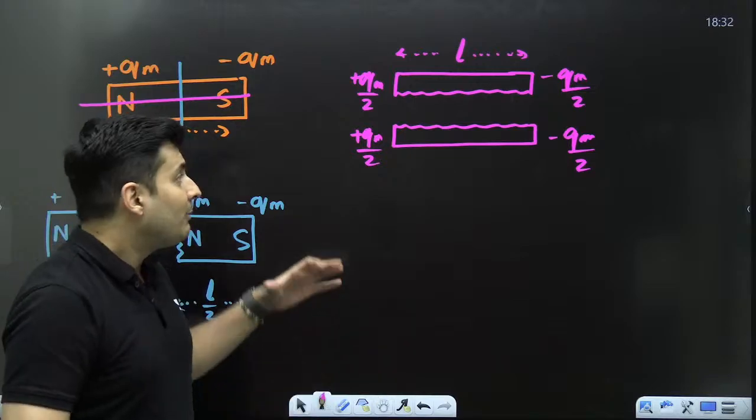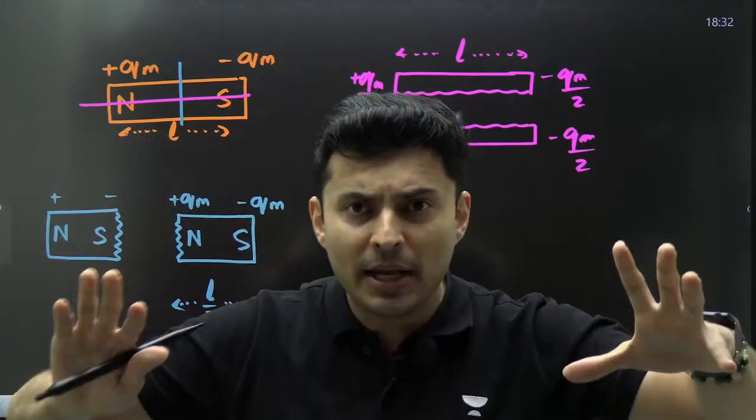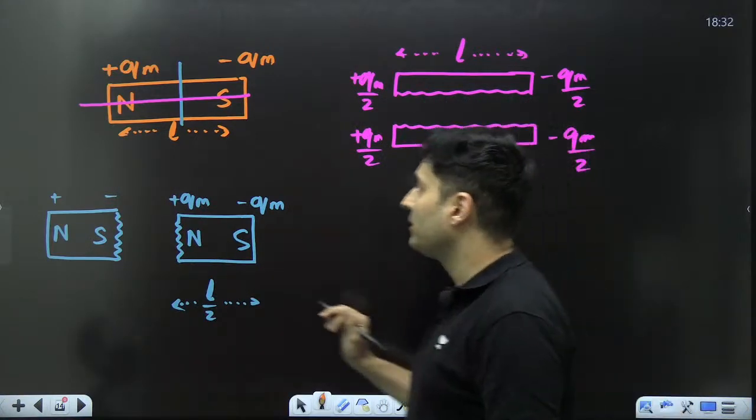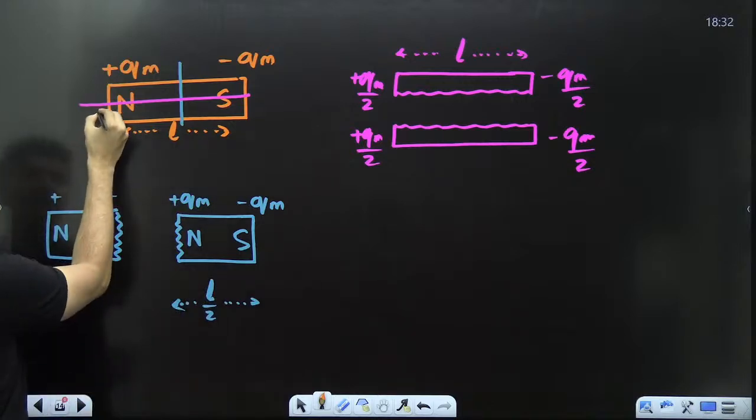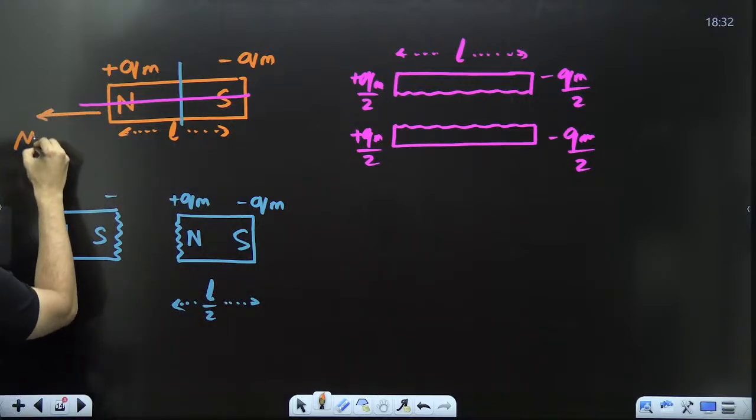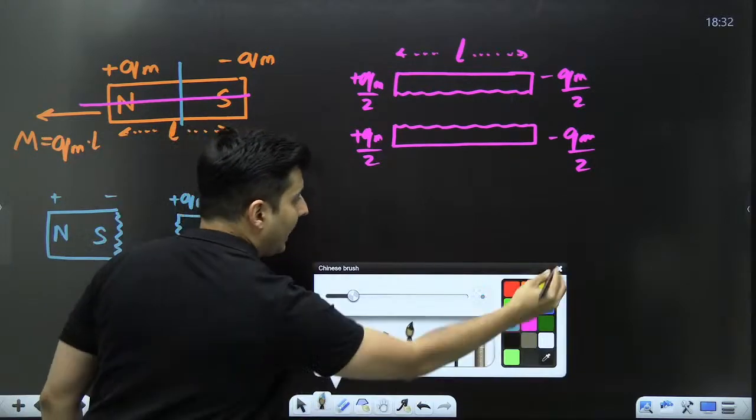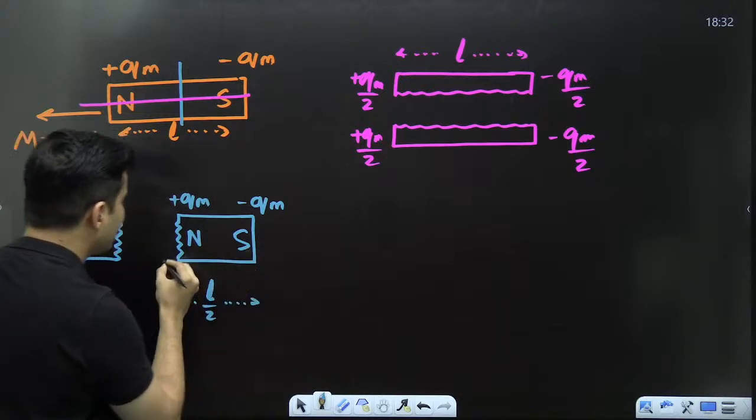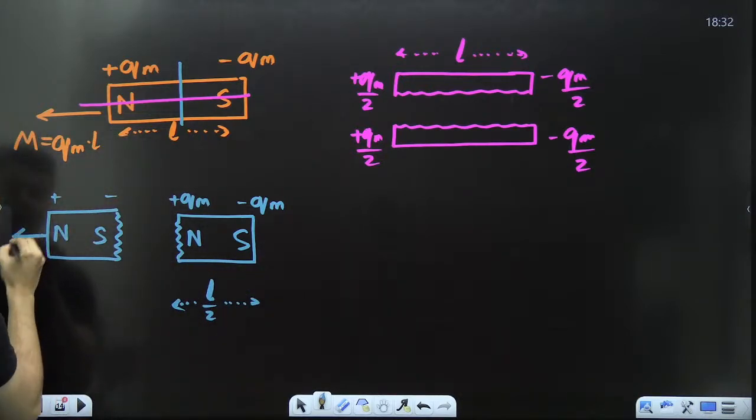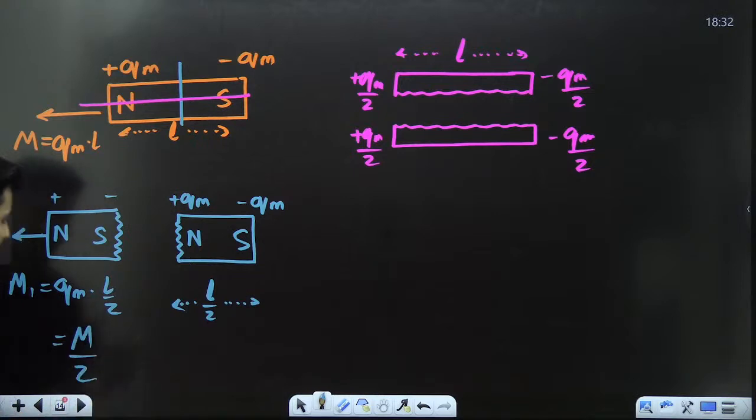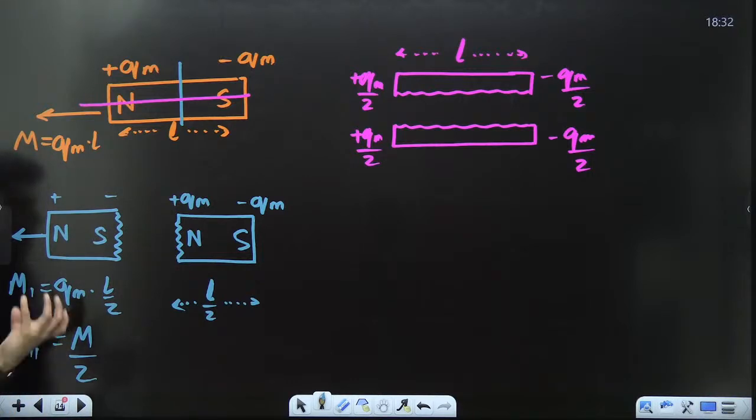But you know what will be common in both of them? Observe this. If I say that this one's magnetic dipole moment is capital M, which is just QM into L, then for this one, if I try to calculate it, it will be just QM but into L by 2, that means it is capital M by 2. It has become half when you cut it like this.